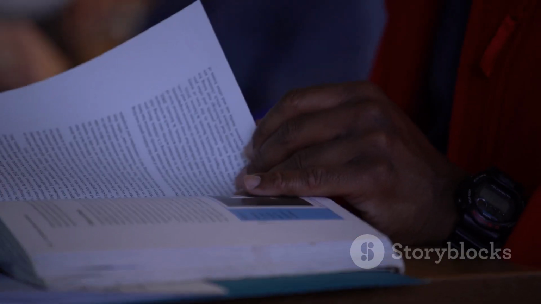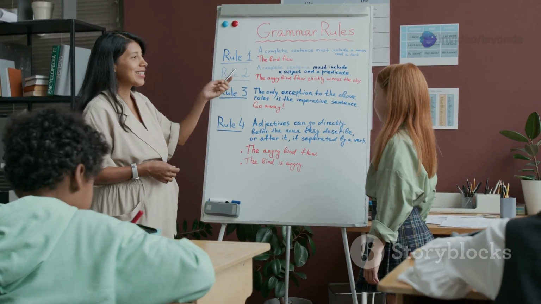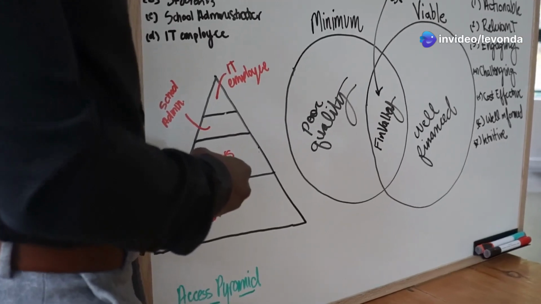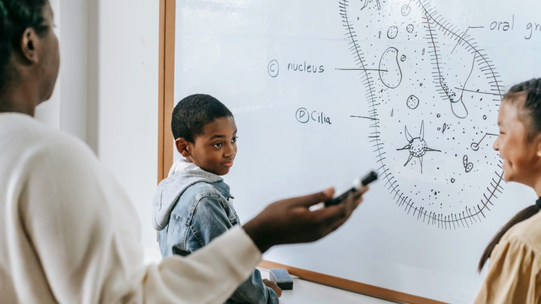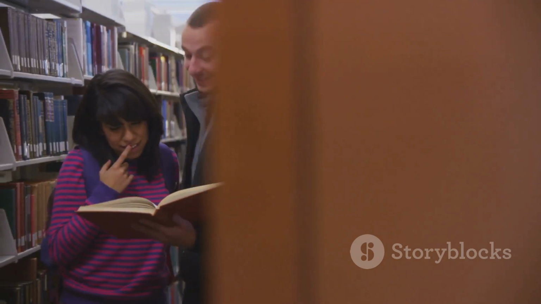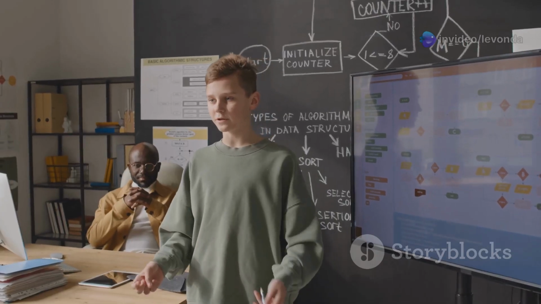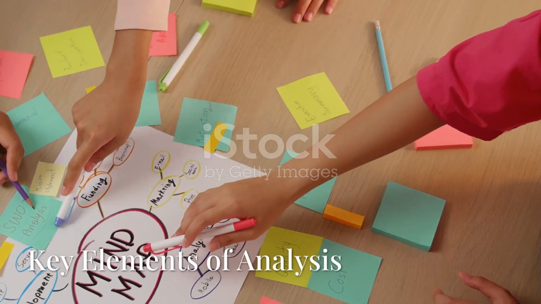Clarity refers to the ease with which a text can be understood. A clear text uses precise language, avoids jargon, and presents information in a logical order. Relevance refers to the connection between the information presented and the main point being made. A relevant text provides evidence that directly supports its claims. Logic refers to the soundness of the reasoning used in a text. A logical text uses valid arguments and avoids fallacies.